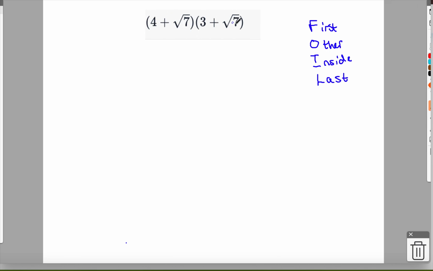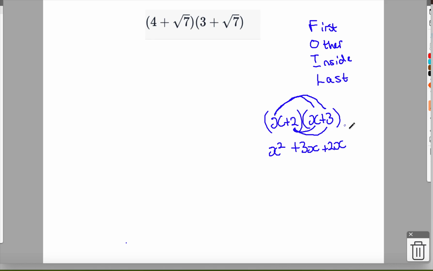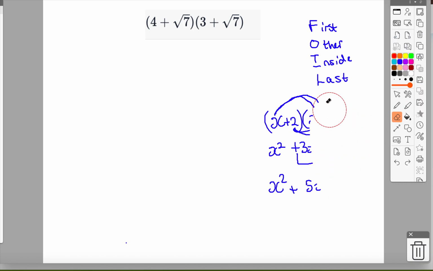So now I've got some brackets, and the method that I'm recommending when you are expanding your brackets is FOIL: first, outside, inside, last. So if I've got something like x plus 2 multiplied by x plus 3, then what I do is I multiply my first term by my first term, which is x squared. I multiply my first term by my outside, which is 3x. I multiply my inside by my inside, which is 2x. And then I multiply my inside by my last, which is of course 6. You can simplify the middle bit, which would then give us x squared plus 3x plus 2x, which is 5x, plus 6. Exactly the same method that I want you to use here, okay?